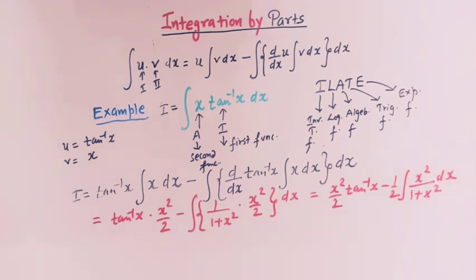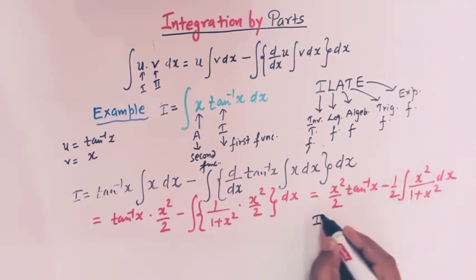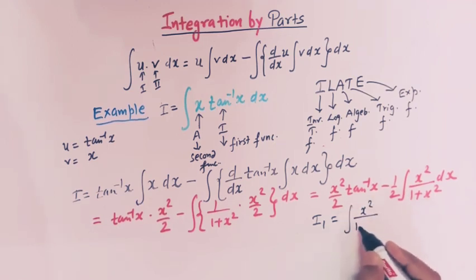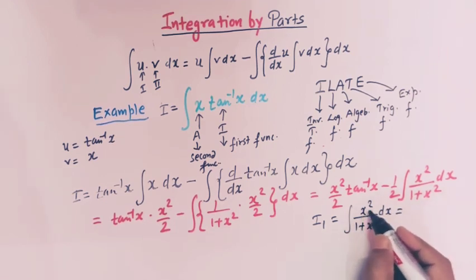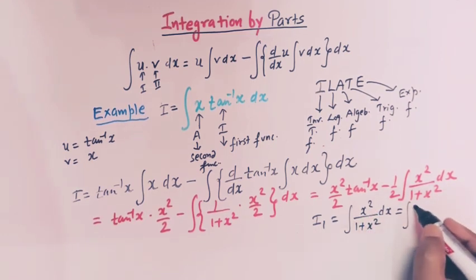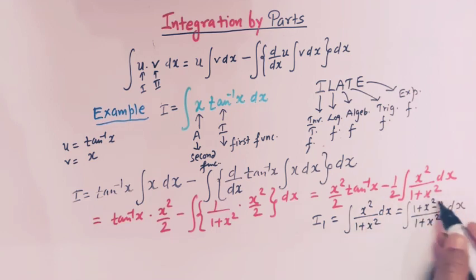Okay, so now our aim is to integrate this integral. So what we will do, let us integrate it separately. So let us call it I1. So we have I1 equal to integral of x square over 1 plus x square dx, right? Okay, so now the numerator is x square and the denominator is 1 plus x square, so we can write x square as 1 plus x square minus 1 over 1 plus x square dx. So this expression can be written like this, right?